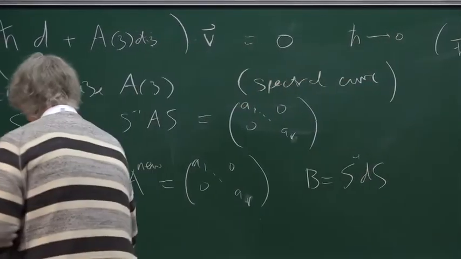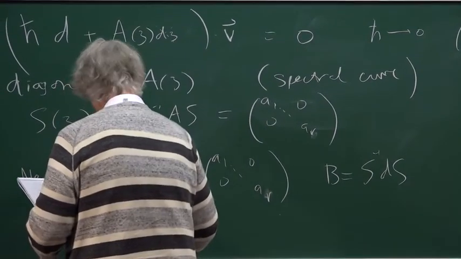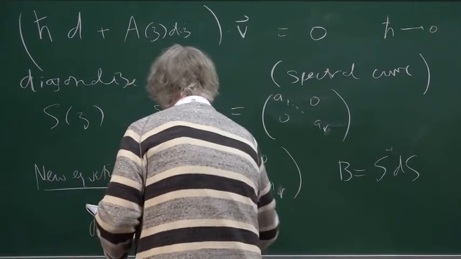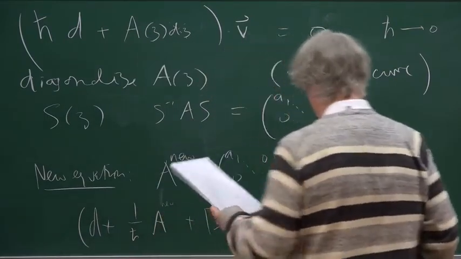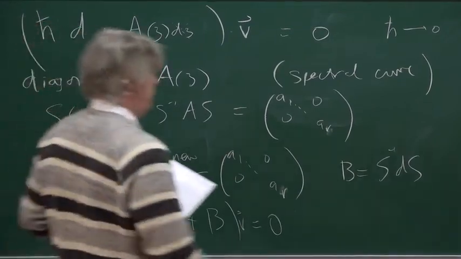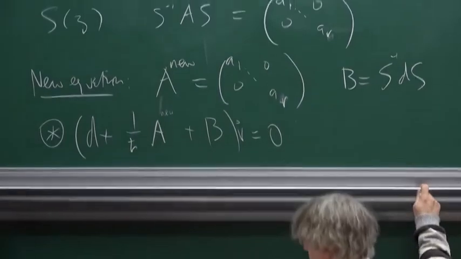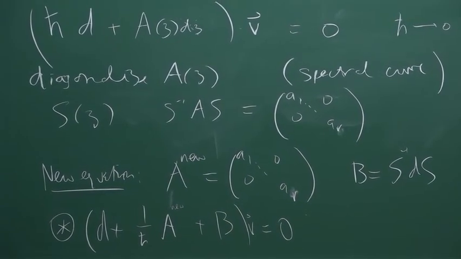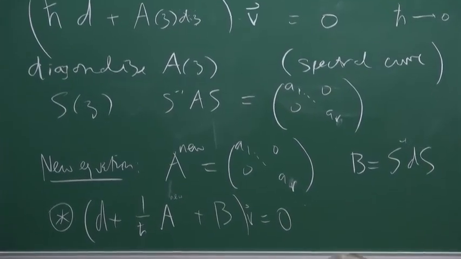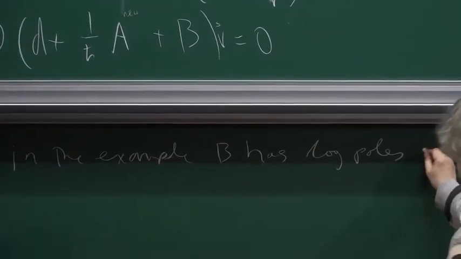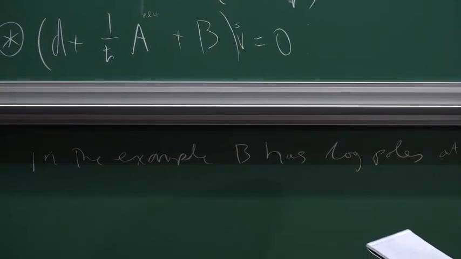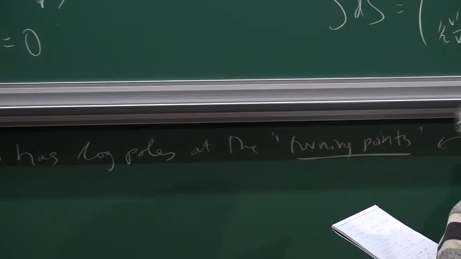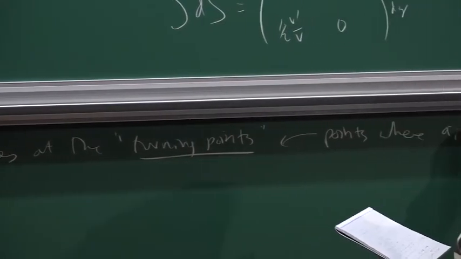Okay. And the new equation is D plus 1 over H bar times the new A, plus B, equal times B. Okay, so this is the equation I actually want to look at. And then in the example, B actually has logarithmic poles at the turning points. The turning points in general are the points where A_i minus A_j vanishes.